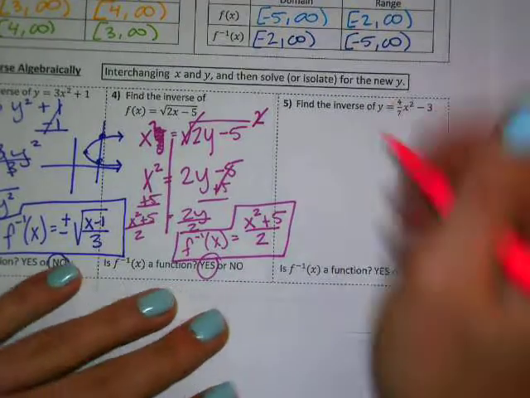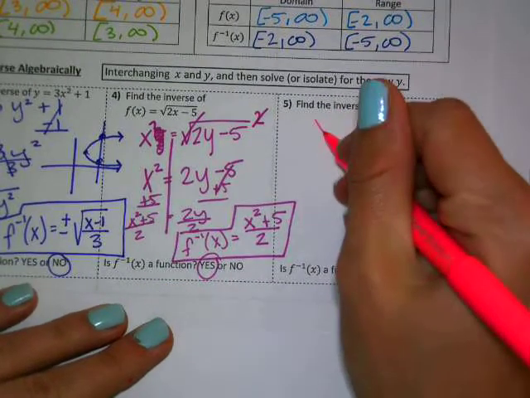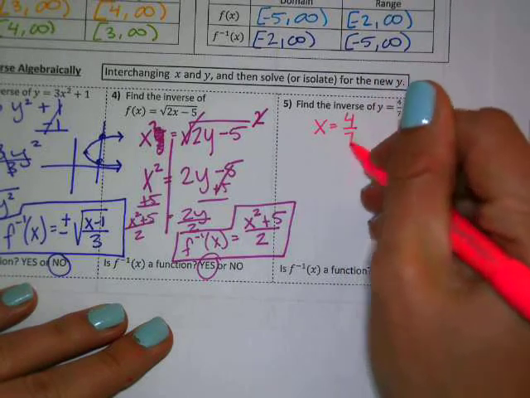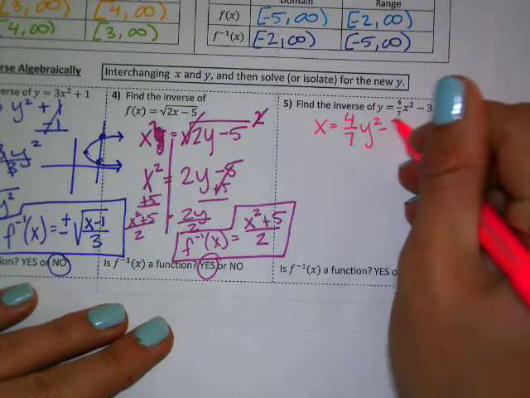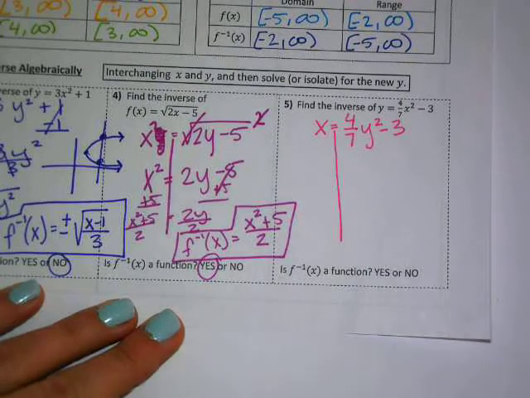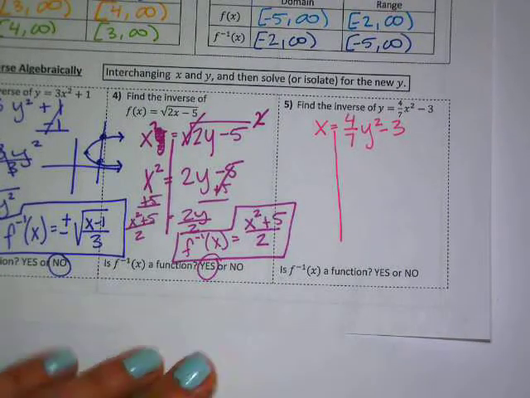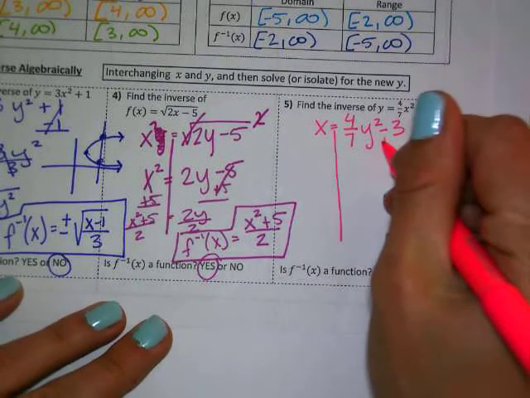All right, number 5, we are going to switch the x and the y. So this is going to become x. That's going to become y. All right, so what's the first thing? Add the 3.